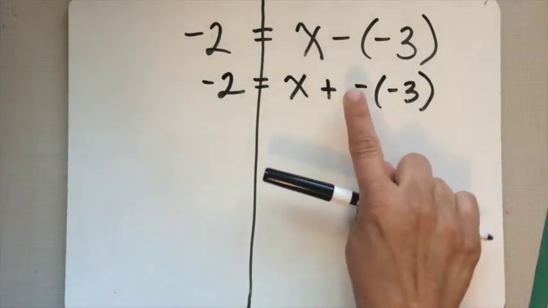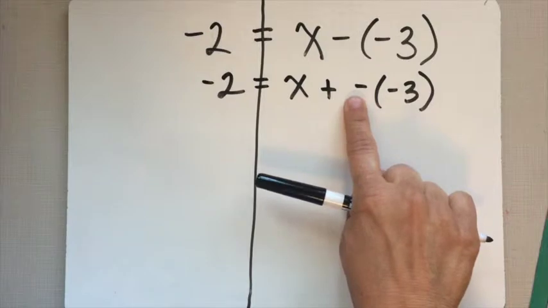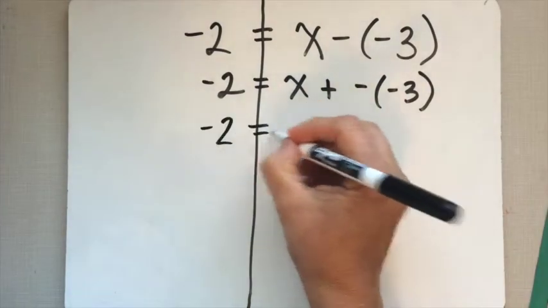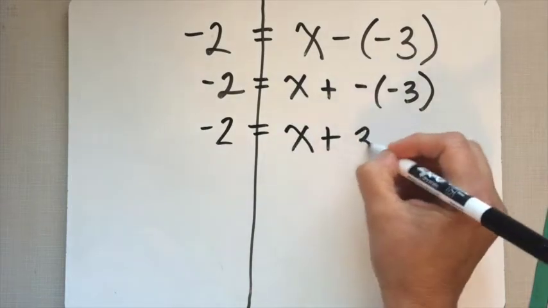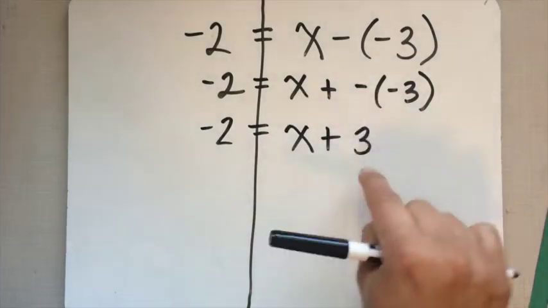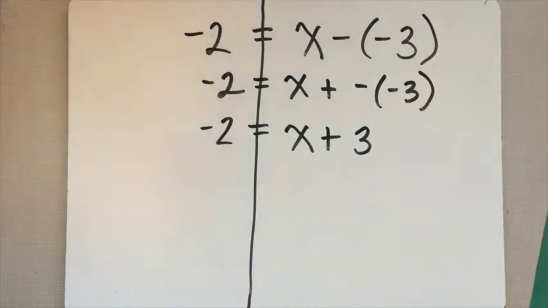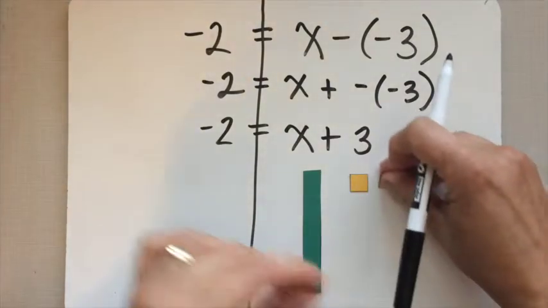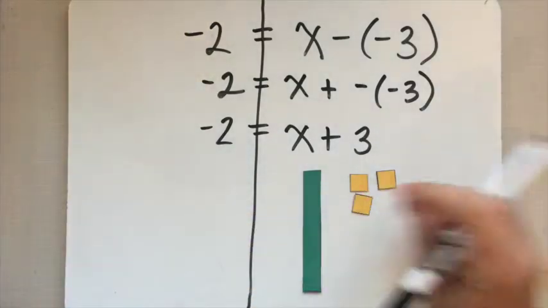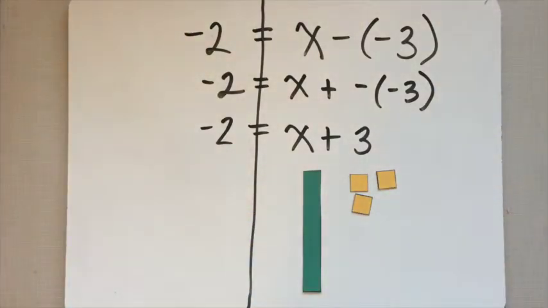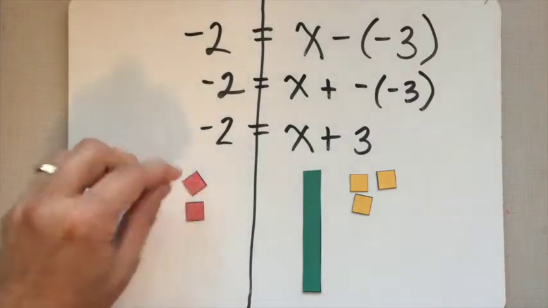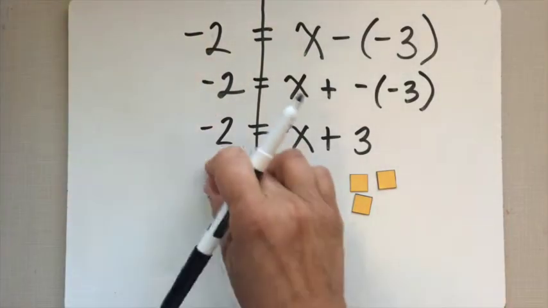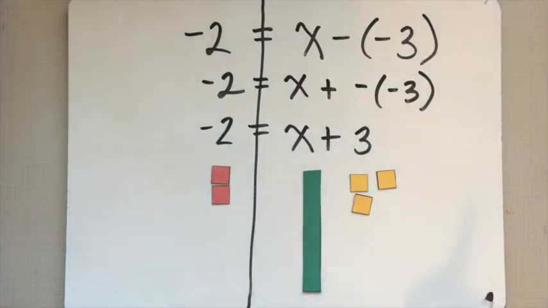Minus a negative 3 is just the opposite of negative 3. The opposite of 3 negatives is 3 positives. So I can replace minus a negative 3 with a positive 3, and only now am I going to bring in my algebra tiles. So I want to simplify it to this step where I've got no subtraction, and if I have more than one minus sign on a term, I want to simplify that down to what it actually is equal to. So I got negative 2 equals x plus 3.